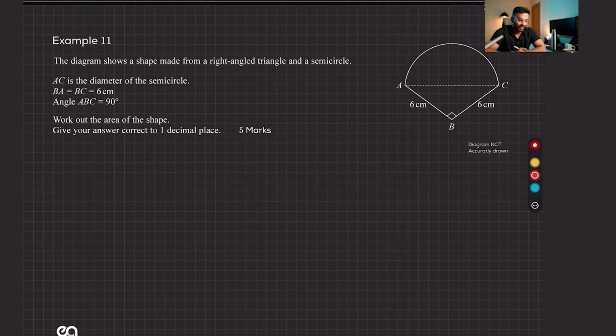Let's go through it. The diagram shows a shape made from a right-angled triangle, which is right there, and a semicircle, which is at the top. AC is the diameter, okay? And BA equals BC, which is 6 centimeters. So all of that was just description of the figure. We got to work out the area of the shape.